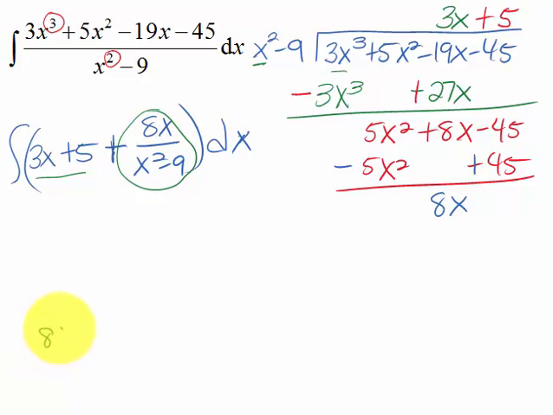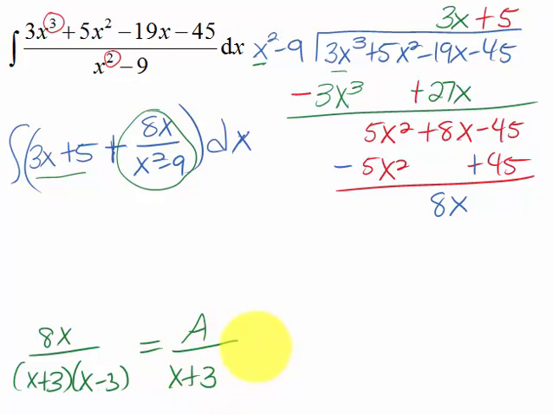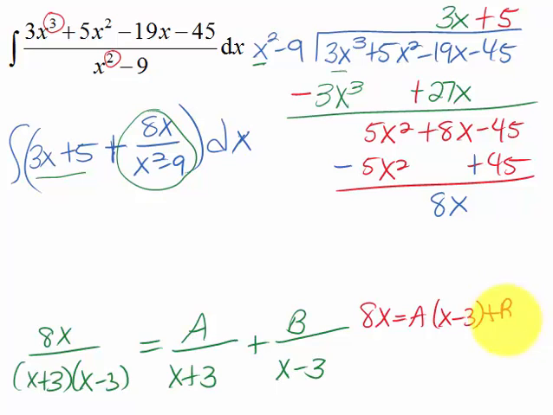So we're going to have 8x over, this will factor into x plus 3 and x minus 3. And so I set it up as partial fractions, A over x plus 3, and then I need another fraction with the denominator x minus 3, and that will be B. Now if I multiply everything by the common denominator to cancel all these fractions, that will leave me 8x equals A times x minus 3 plus B times x plus 3.